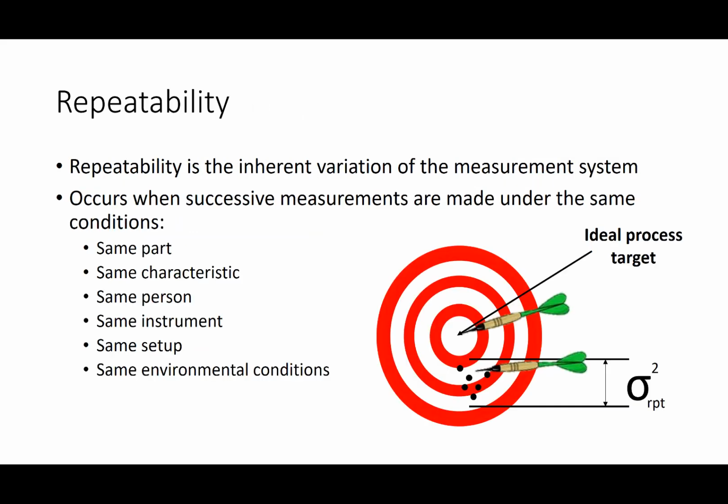So let's look more at repeatability. Repeatability is essentially the inherent variation of your measurement system. This will occur when successive measurements are made under the same conditions. In order to evaluate this, you should use the same part, same characteristic, same person, same instrument, setup, and same environmental conditions. If you were to do the same thing over and over again, how consistent would those results be? That would be your repeatability error.